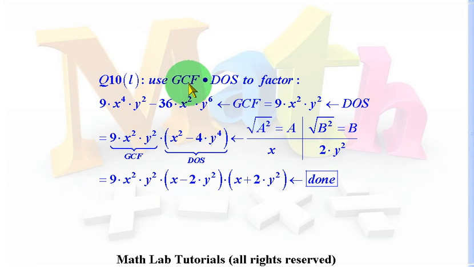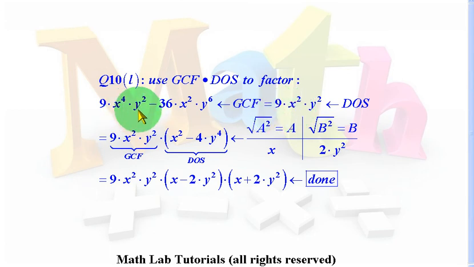Again, this is another GCF.DOS problem. We identified 2 terms, and there's a minus sign in between. 9 is a perfect square, 36 is a perfect square. These are all even exponents, so chances are very good we've got a DOS problem on our hands. We look for the GCF, look at 9 and 36. The GCF is 9, put it down. We look at the lowest power of x to the 4th, x squared. Lowest power is x squared, put it down.